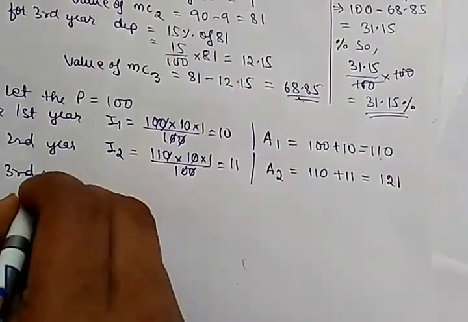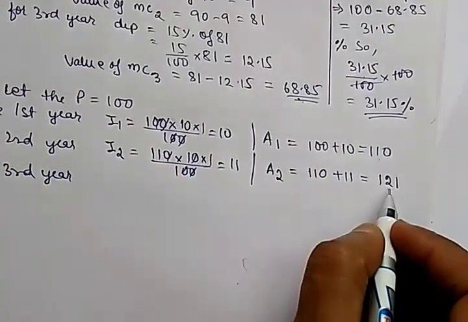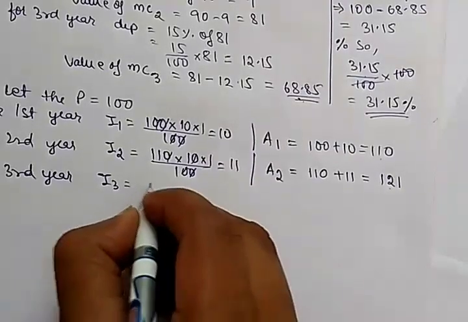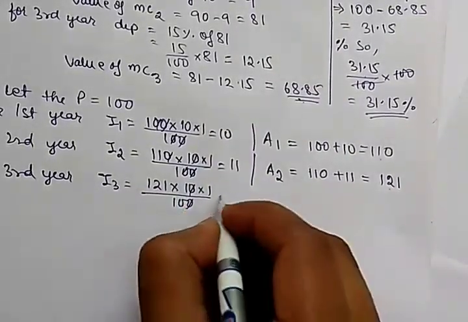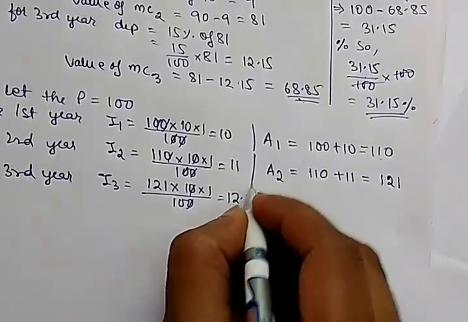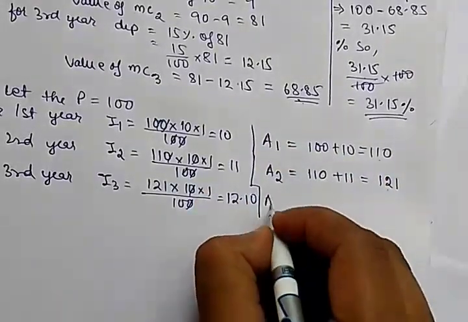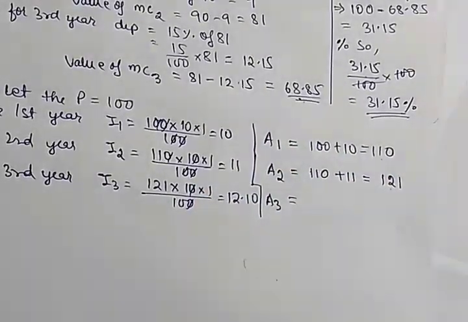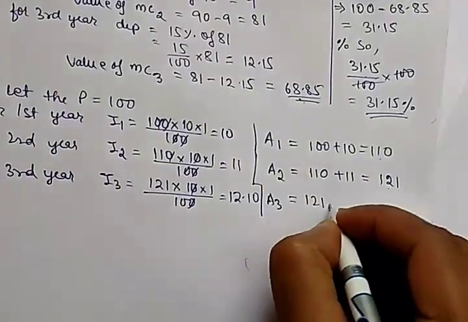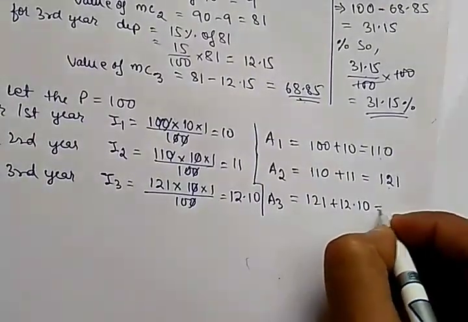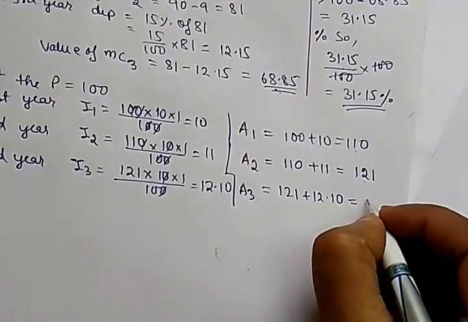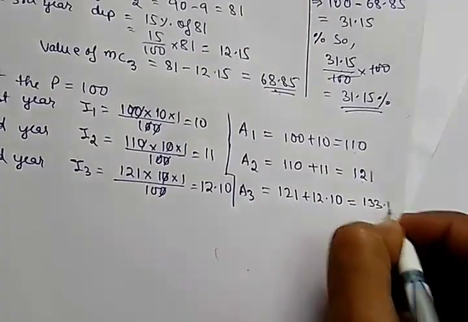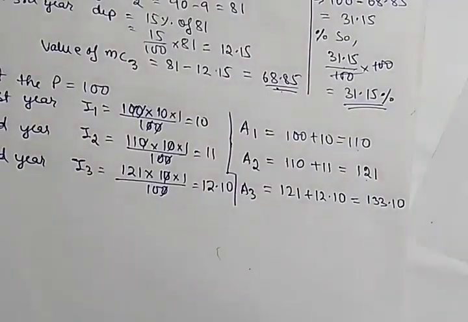For the third year, this will become the principal for the third year. So I3 is equal to 121 into 10 into 1 by 100. This is 12.10. So the amount at the end of the third year will be equal to 121 plus 12.10, that is equal to 133.10. This will be the amount at the end of the third year.